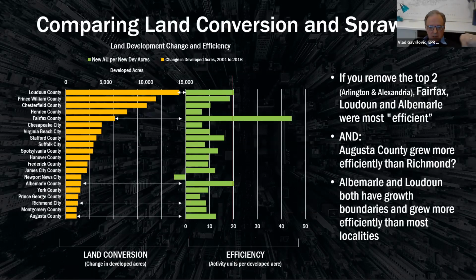And if you take out the top two, Arlington and Alexandria, this is the same chart with those top two knocked out, so you can see a little more of the relationships between them. Again, on the left is land conversion, and on the right is efficiency. You can see that Fairfax, Loudoun, or Albemarle were the most efficiently growing, but you see some anomalies like Augusta County, which is a fairly rural county that includes the Blue Ridge and everything, grew more efficiently than Richmond. We don't know why, we have some speculations, but we're interested in what you think. One thought is maybe that places like Albemarle and Loudoun have fairly rigid growth boundaries. Is that one reason that in that time frame they grew more efficiently than others? Not sure. Next slide.